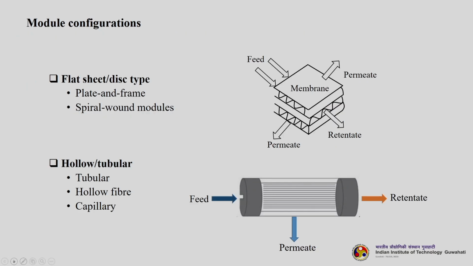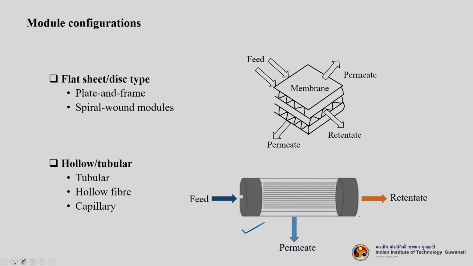So, we have different types of module configurations: flat sheet and disc type, hollow fiber, tubular type. In flat we can have a plate and frame type of module. We can have a spiral wound module. We can have a hollow fiber or tubular module. This is a hollow fiber system, we have capillary modules, we have tubular modules. This also we have discussed in detail. I am just quickly going through the basics so that you can recall what we have discussed.